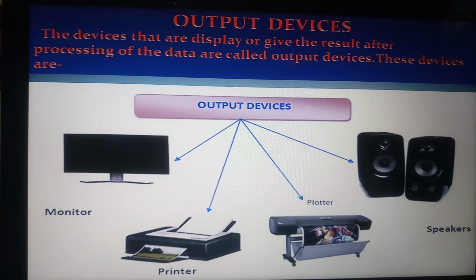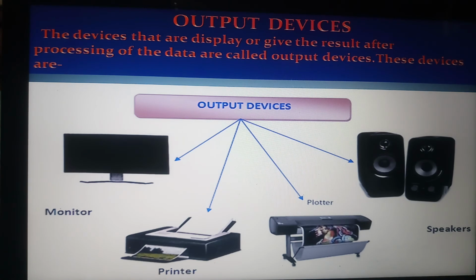Second is printer. Printers are mainly divided into two categories: impact printer and non-impact printer. Impact printer prints using direct contact between the print head and paper. Some examples of impact printers are dot matrix printer, daisy wheel printer, drum printer and chain printer. Non-impact printer prints without any physical contact between the paper and the print head. Some examples of non-impact printers are inkjet printer, laser printer and thermal printer.